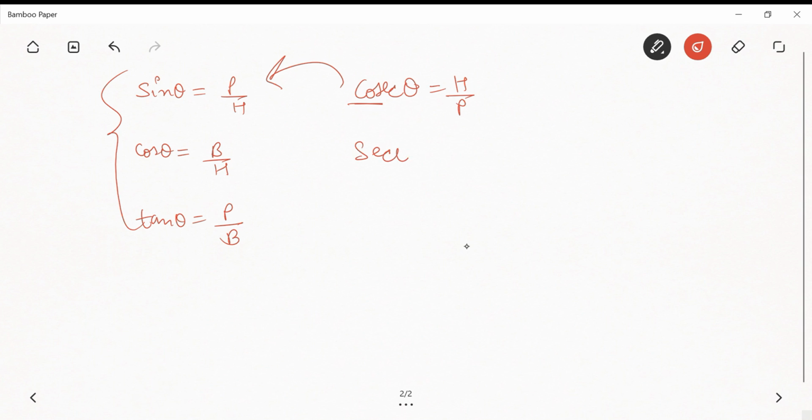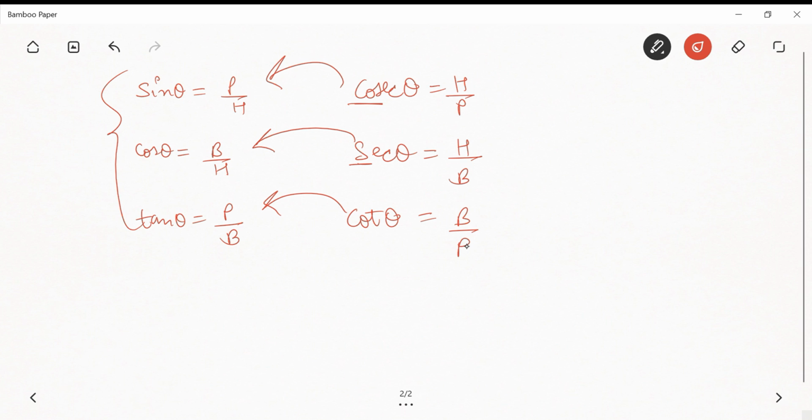Next is your secant theta. Now secant theta is the reverse of cos theta. So it can be represented as hypotenuse by base. Now the sixth function is your cot theta. Cot theta is the reverse of tan theta. So it can be written as base upon perpendicular.